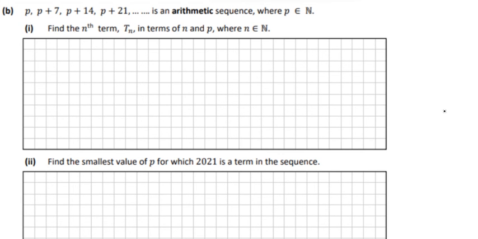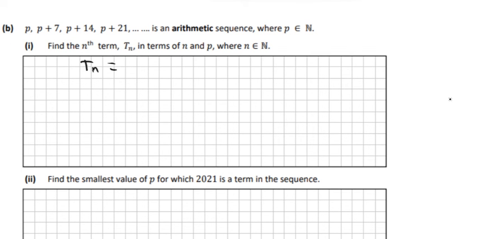Right, so for part B then, you just have to find the nth term, t_n. So it's a simple arithmetic sequence. So t_n equals, it'll be the difference between the terms. The difference between the terms is obvious enough there. What do you have to add on to get to the next one? You're just adding on 7 each time.